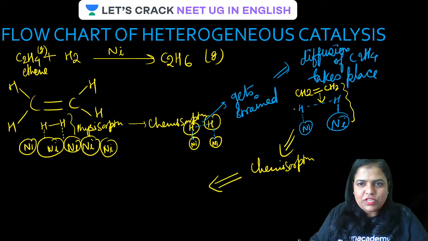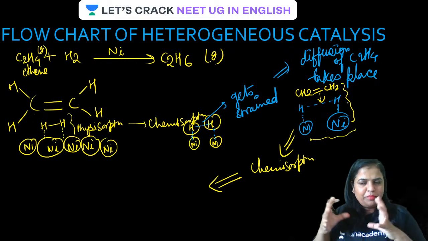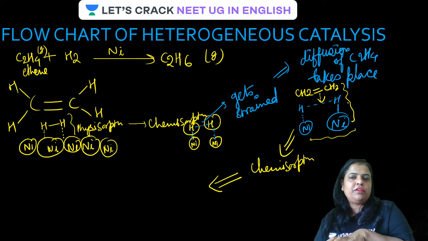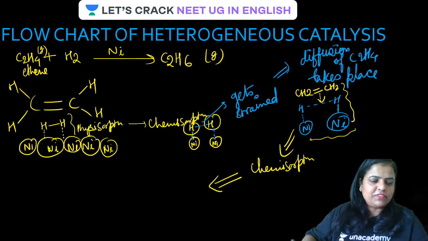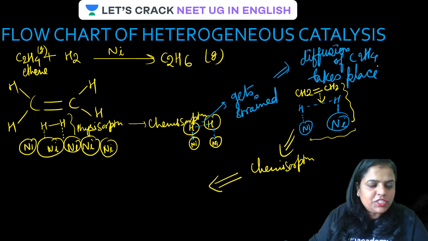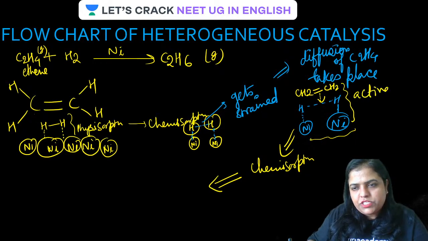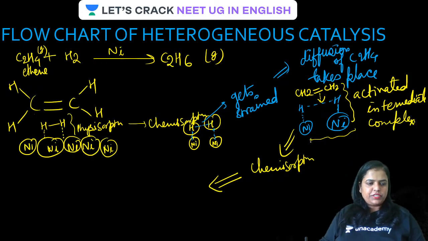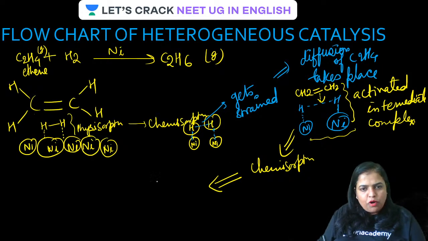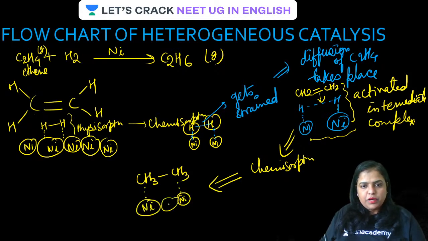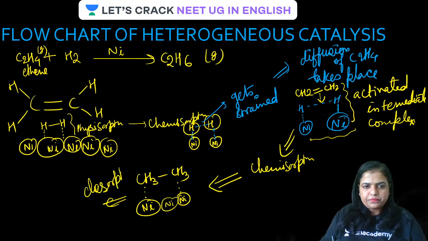You can say this is actually the intermediate stage where ethene, hydrogen, and the nickel catalyst are all present together, which is basically called activated intermediate formation. This is the activated intermediate complex, guys. Okay, is that clear? After chemisorption, now what happens, guys? Ethene is formed on the surface like this, still adsorbed on the surface of nickel. As I told you, desorption must be there, guys. So this undergoes desorption. All clear?